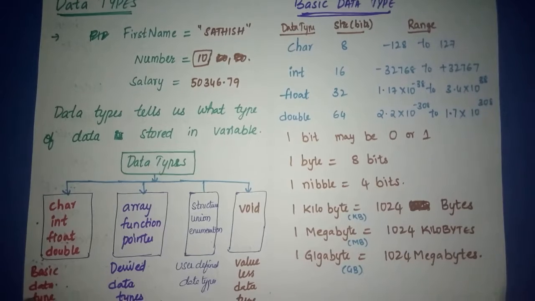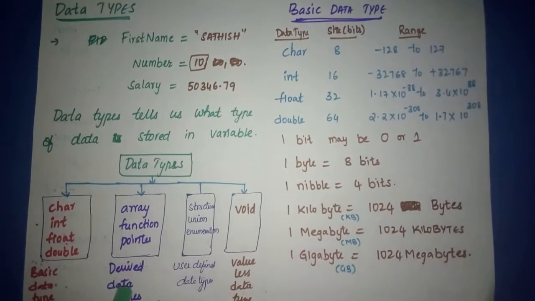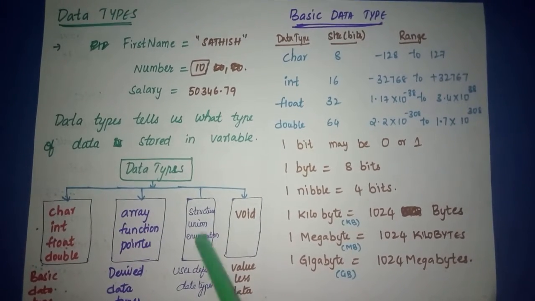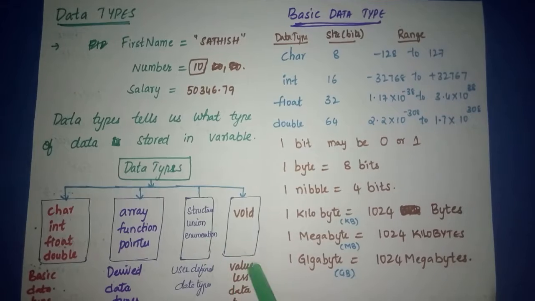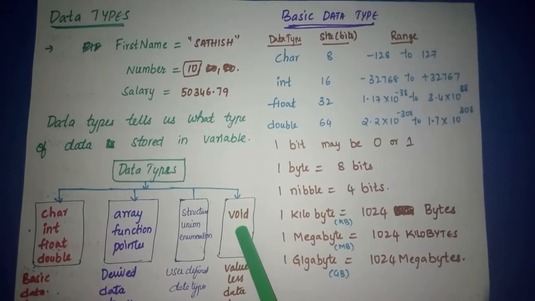We already said that data types are of four types. Coming to the basic data types, we have char, int, float, double. In derived data types we have array, function, pointers. In user defined data types we have structure, union, enumeration. In valueless or nameless data types you have void, that is nothing.